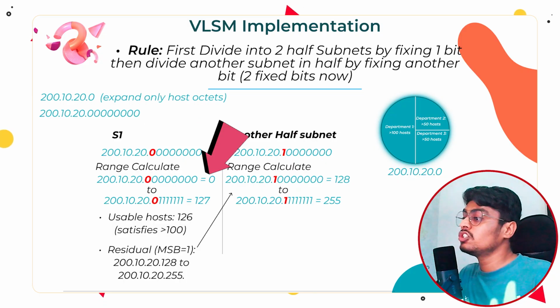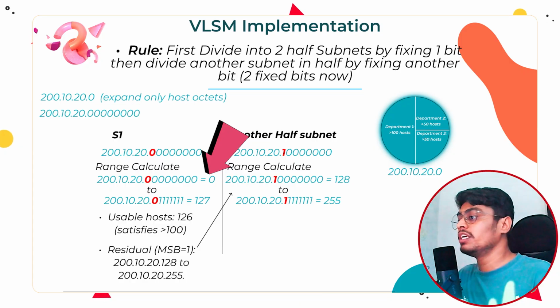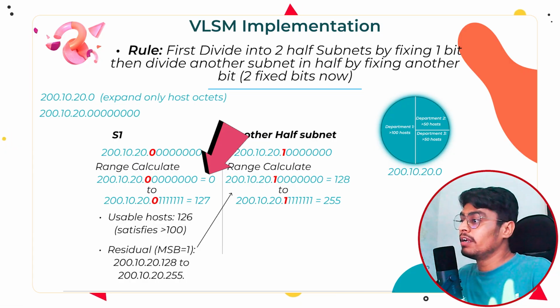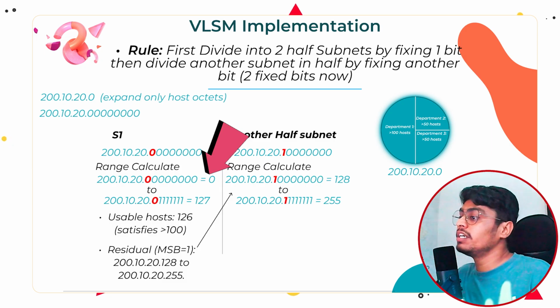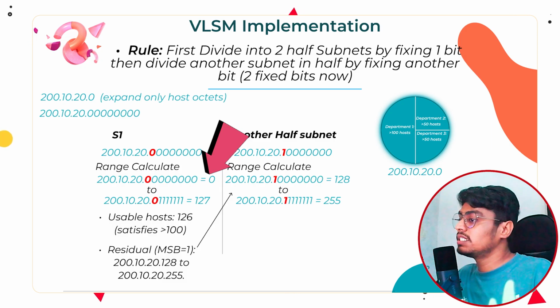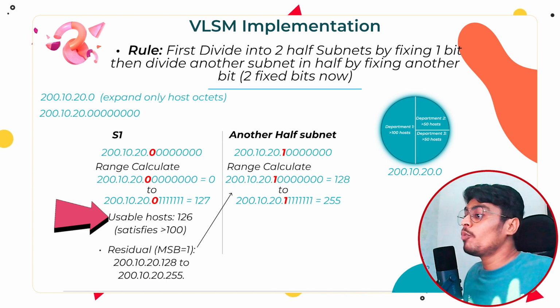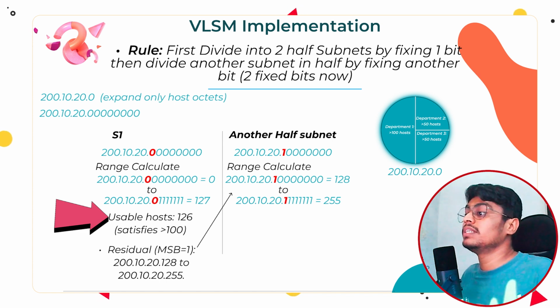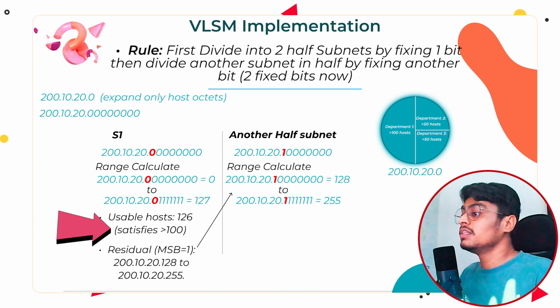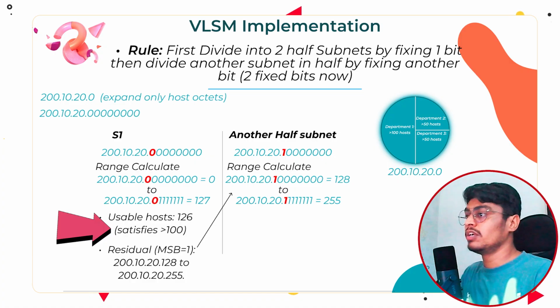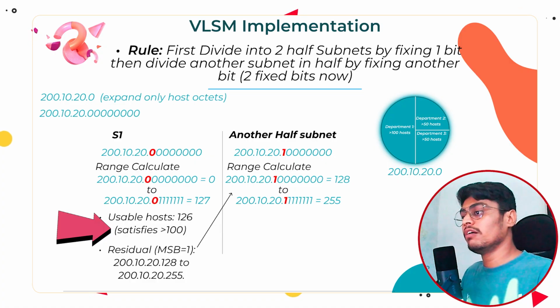Now what is the range of S1? Starting range is 200.10.20.0, 0000000, and the S1 range ending is 200.10.20.127, 0 followed by 7 ones. Now in S1, how many usable addresses are there? 126 addresses, that we have discussed before. This satisfies the requirement of more than 100 hosts needed. We have fulfilled one requirement.